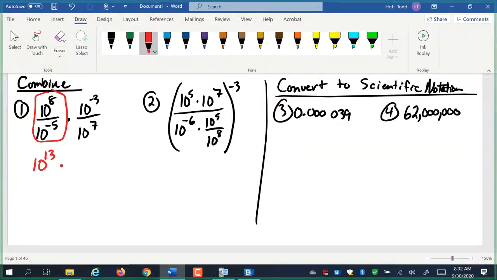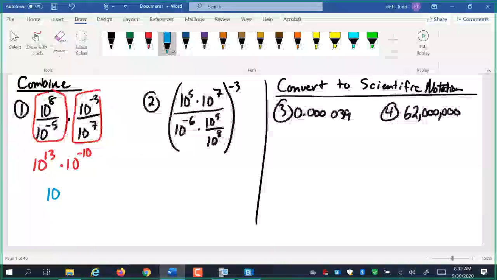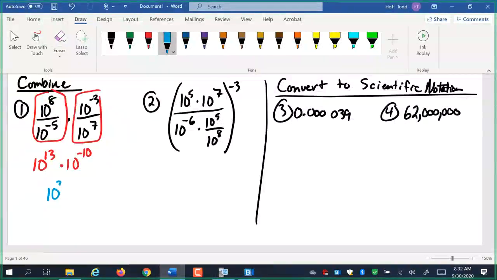Now I'm going to combine some steps here in one. The next would be to do that division. 10 to the negative 3 divided by 10 to the 7th. That's going to be 10 to the negative 3 minus 7, which is negative 10. So now I'm going to multiply those. 10 to the 13th times 10 to the negative 10. We add the powers when we multiply. 13 plus negative 10 is 3. So that is 10 to the third power.